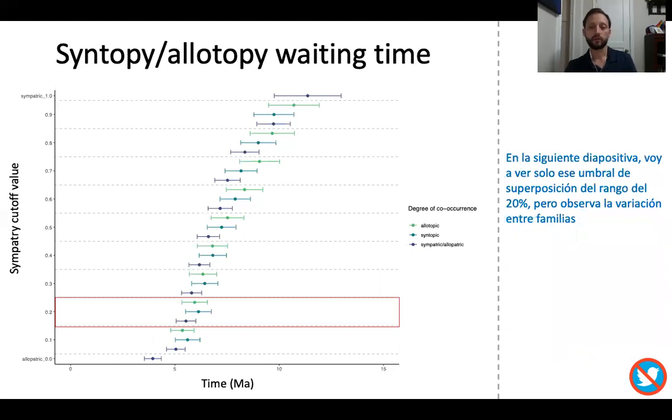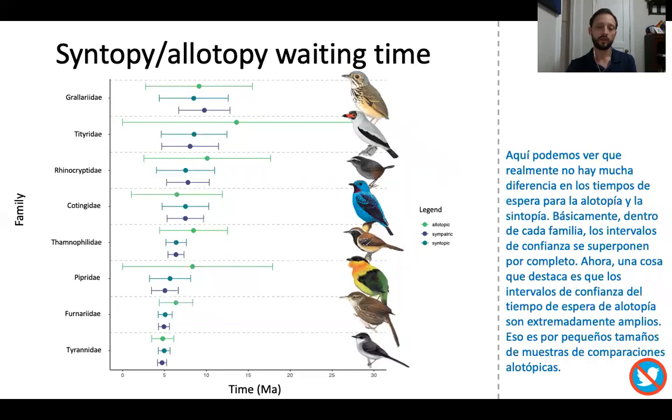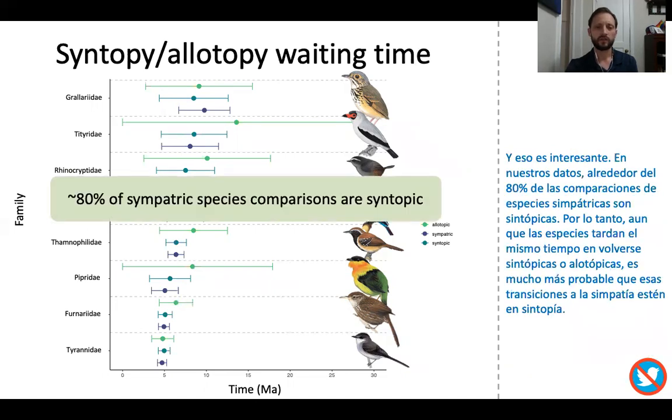For this next slide, I'm going to look at only that 20% range overlap threshold, but look at the variation across families. Here we can see that again, there just really isn't much difference in the waiting times for allotopy and syntopy. One thing that does jump out is that the confidence intervals on these allotopy waiting time estimates are extremely broad. And that is entirely driven by very small sample sizes of allotopic comparisons in the data set. That actually in and of itself is quite interesting.